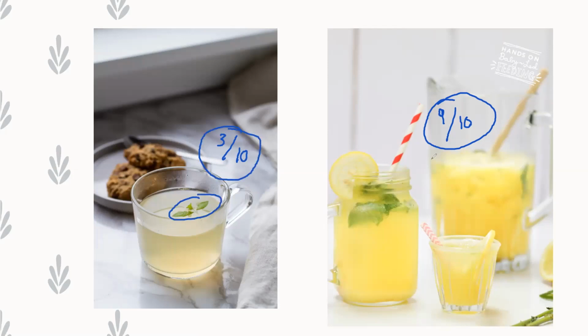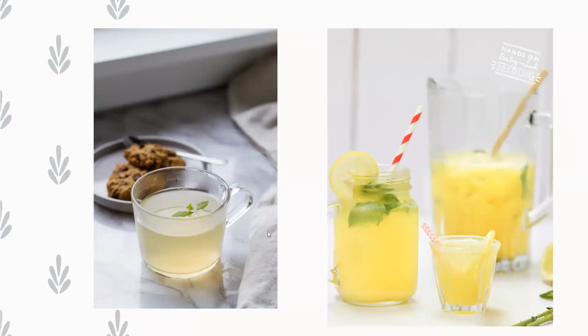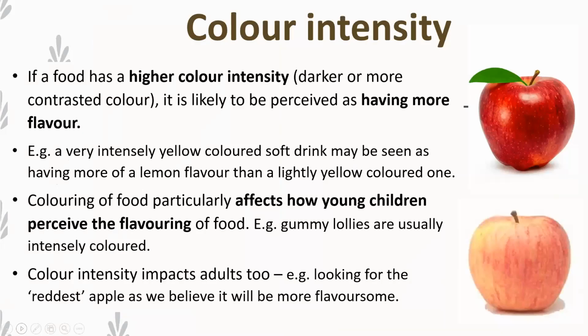Okay, so those are our two examples. Now we're going to explain the reason why I thought this lemonade on the right-hand side looked better. And I don't know what you guys think, but I'm pretty sure most of you thought this lemonade on the right-hand side looked better as well. Okay, so essentially what we're trying to learn from this slide here is this understanding about color intensity.